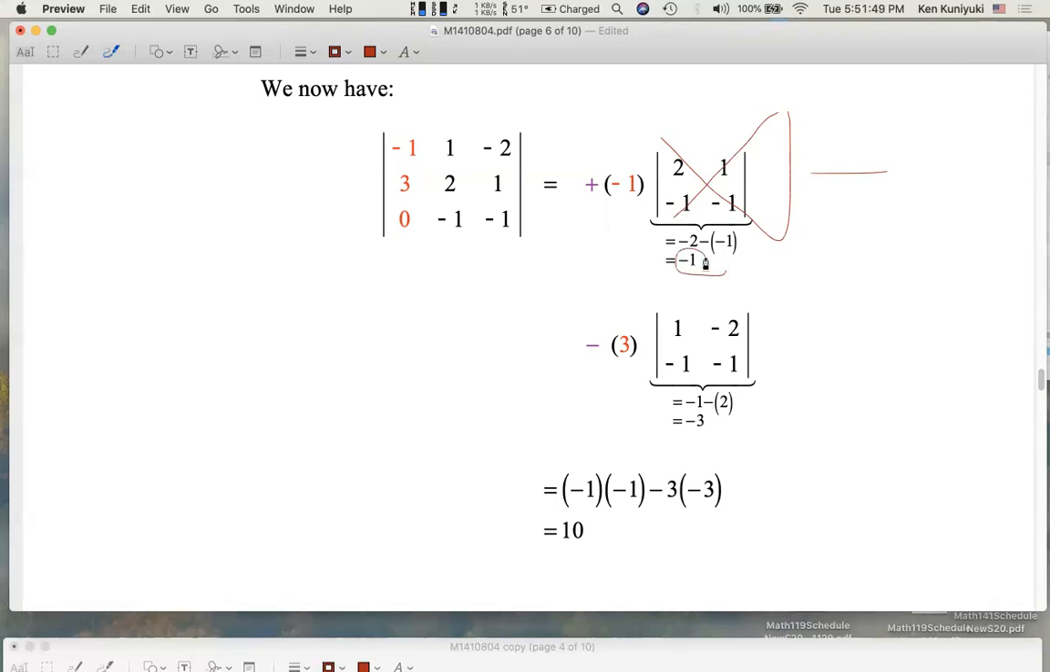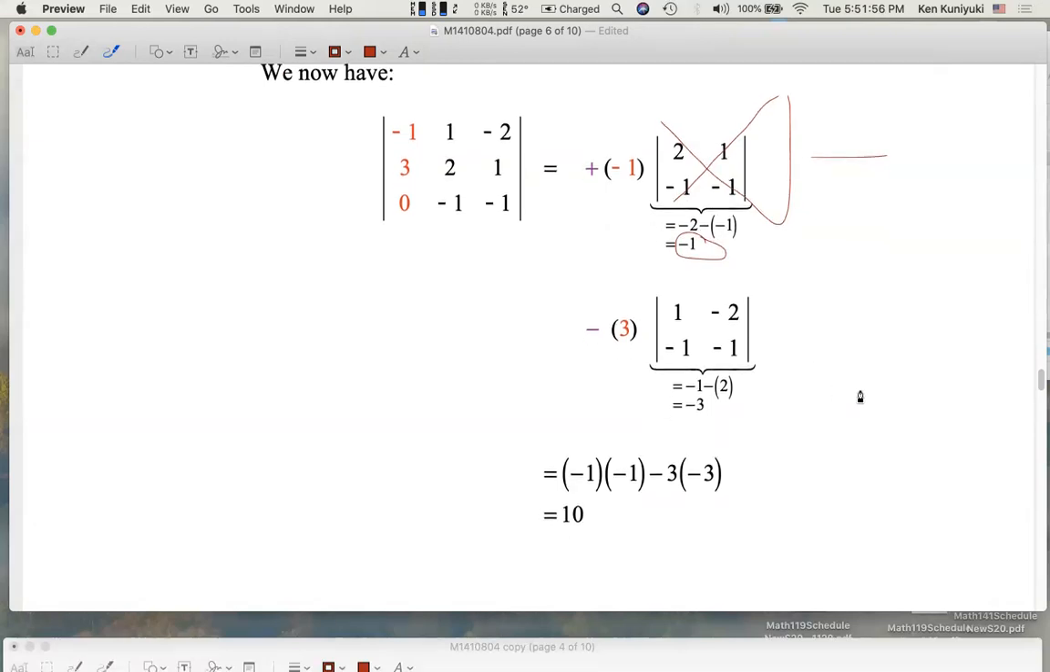All right. Product along the main diagonal minus product along the skew diagonal. All right. Now, over here, product along the main diagonal, -1, minus product along the skew diagonal, 2. And that's -3.